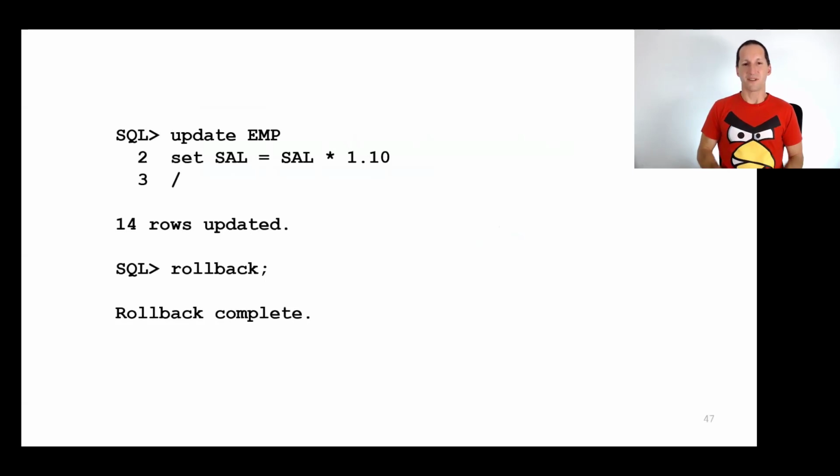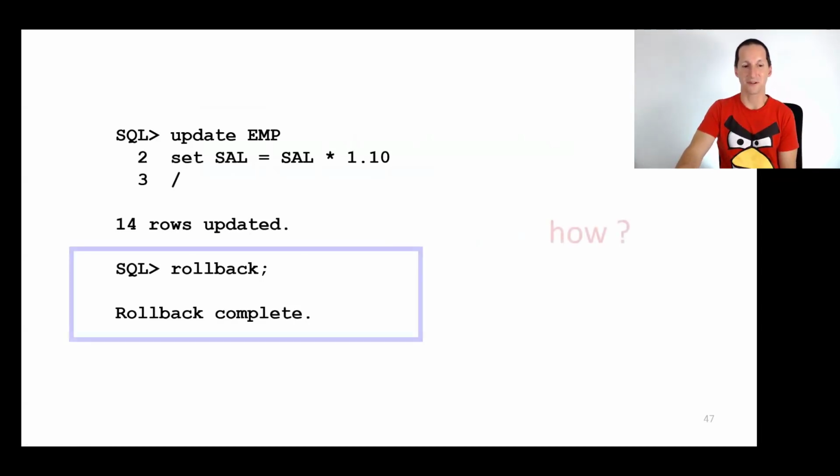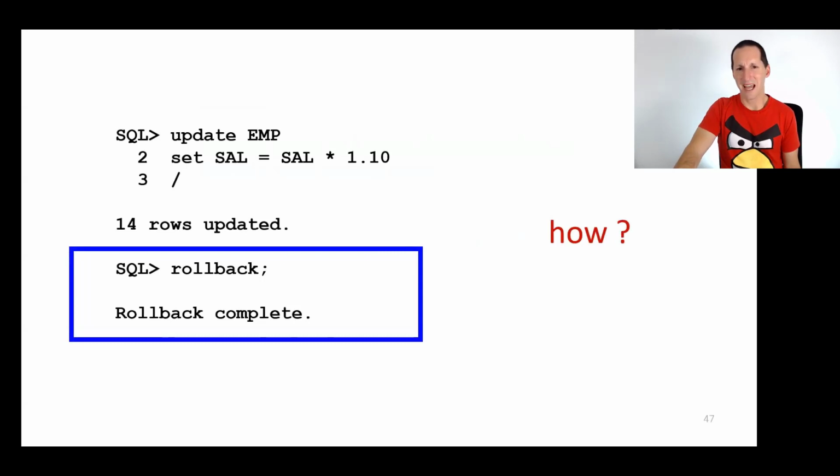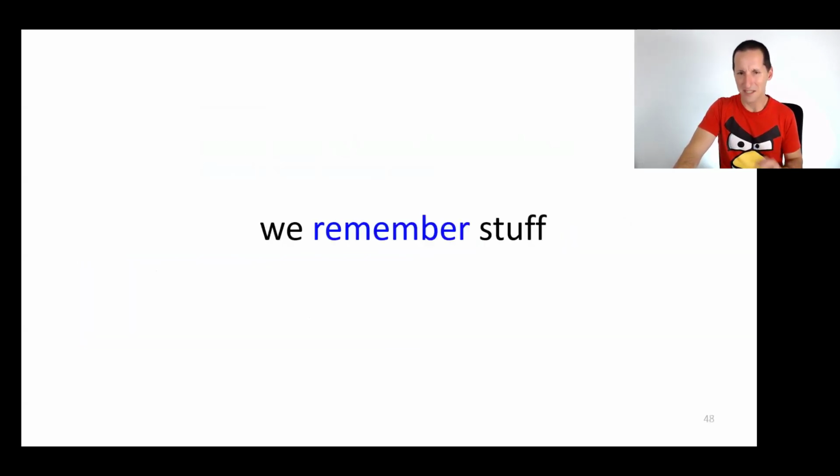So a bit of revision first. When I update a table and I set salary equals, add 10% to everyone's salary, and I go, oh, I forgot a where clause. I need to do a rollback. The obvious question is, how does the database do that? It's pretty simple, and most of us are familiar with the concept that we have to remember the information that was there before we changed it in order to put it back in place.